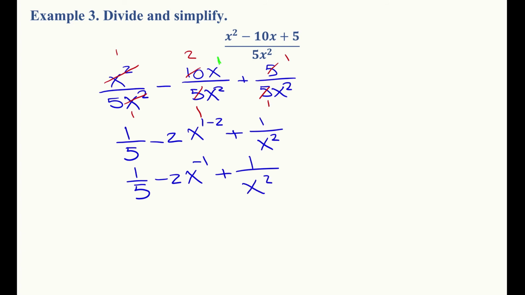Remember that we do not stop at this point because we have a negative exponent, so the last thing we'll do is go ahead and move that to the bottom. So we get minus 2 over x plus 1 over x squared.